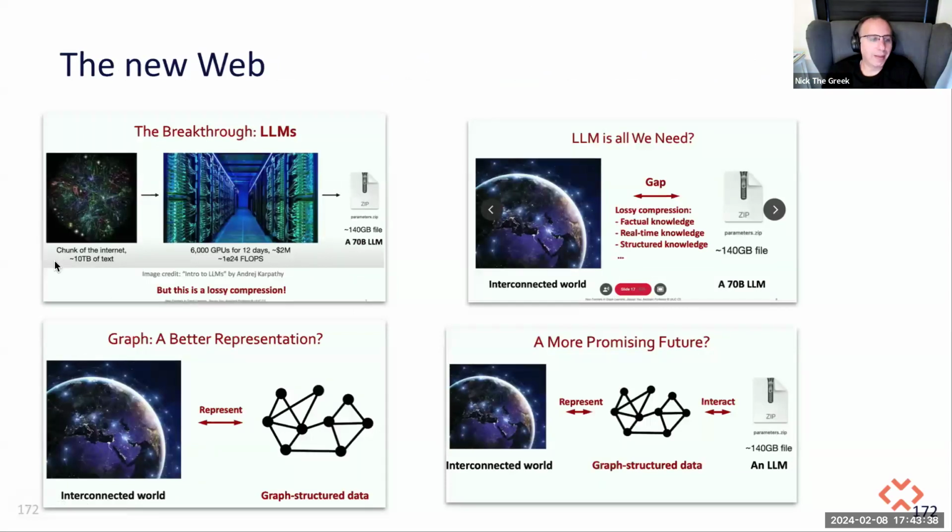So you take the internet, or a chunk of the internet, 10 terabytes of text. You throw it on 6,000 GPUs for 12 days, 10 to the something very big teraflops, and you basically get a 40 or 140 gigabyte file. Okay, so that's your compression. That's like a lossy compression.